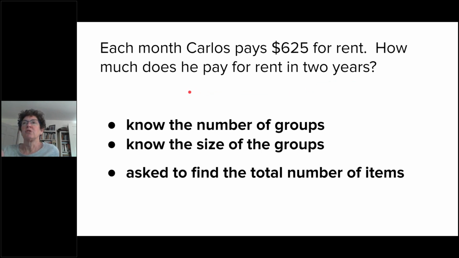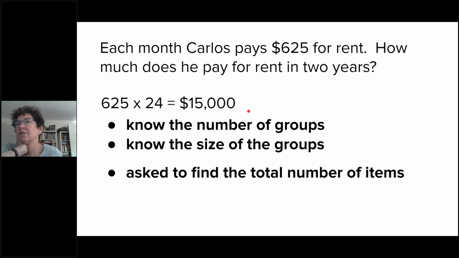$625, which is the size of the group, by 24 months in 2 years. That's the number of groups. 625 times 24 equals 15,000. So he pays $15,000 in rent in 2 years.